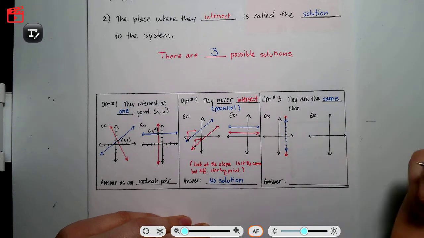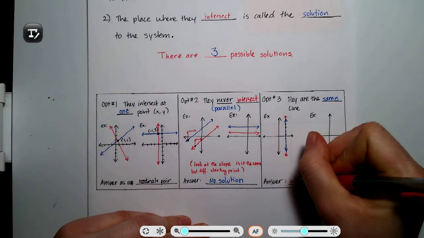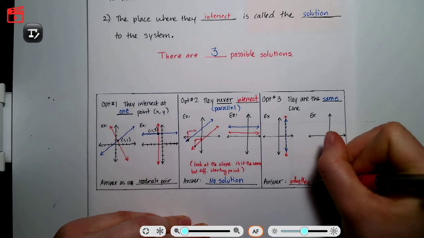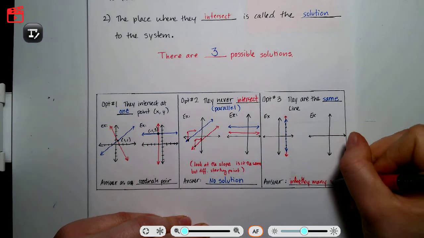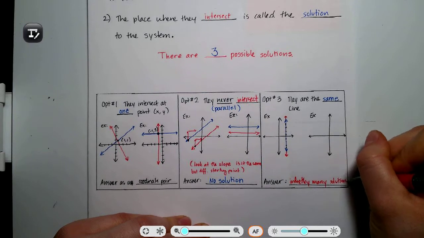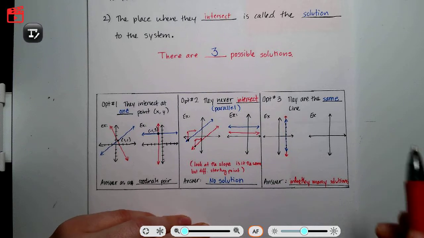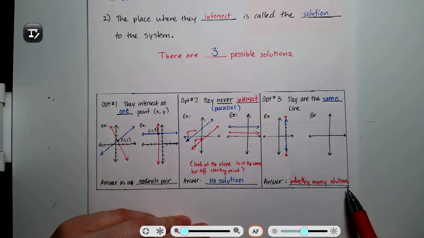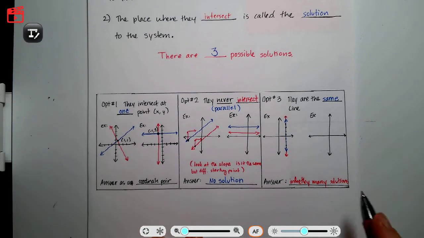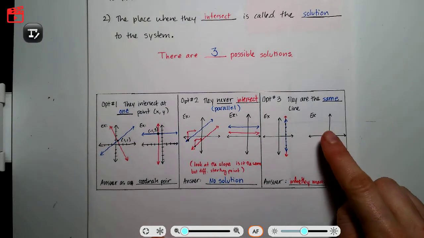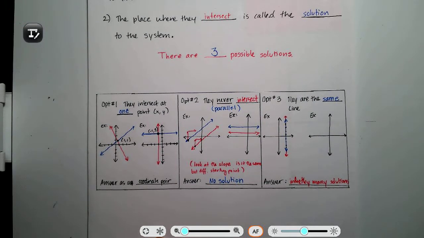It's kind of a long answer. Infinitely, I hope I spelled that right. Infinitely many solutions. Okay, so if you find out they're the same line, please write your answer as infinitely many solutions. If you just wrote many solutions, I don't like that. Please write infinitely many solutions. So try pausing the video, see if you can come up with another example for the same kind of line.